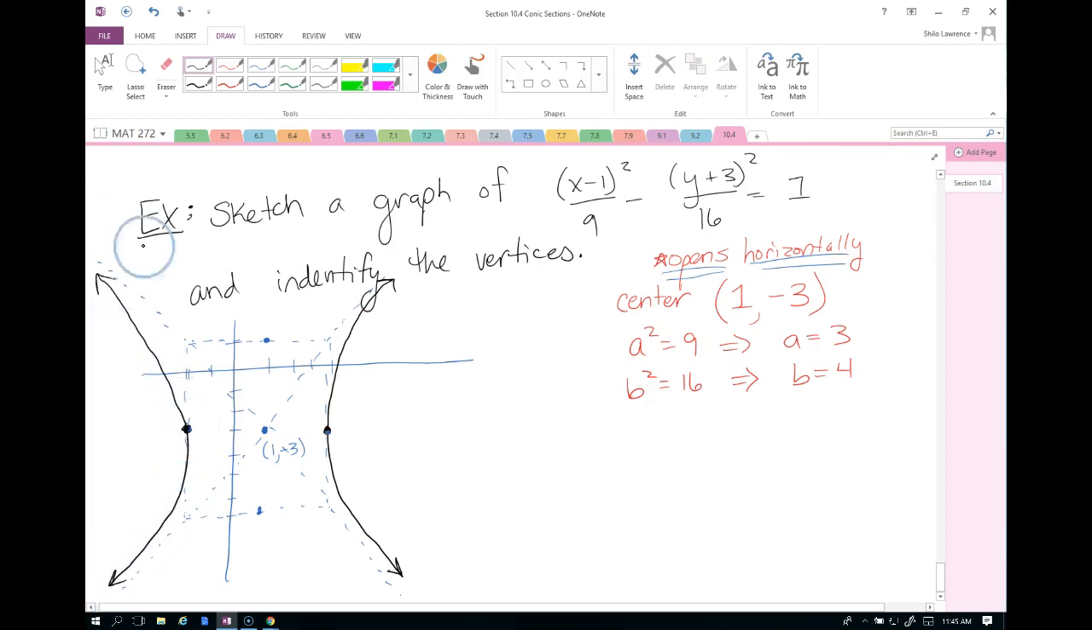So we need to know what these points are. I was at 1, negative 3, and those points are the horizontal points. Remember, our horizontal distance was 3. So I was at 1, negative 3, and I did horizontally 3 units left and right.